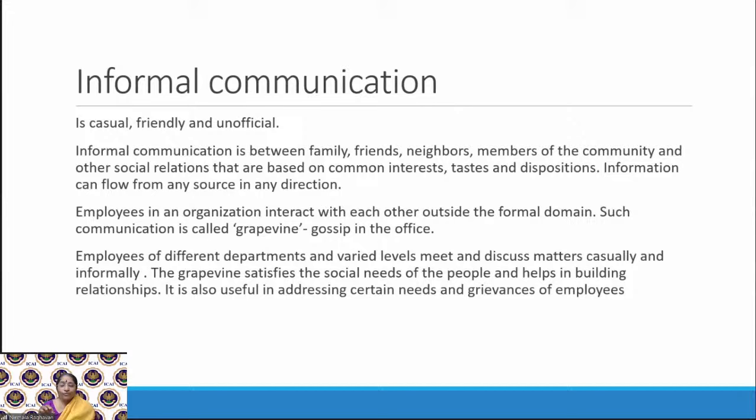Socializing within the office space, but not within the domains of the cubicle where they sit and work, not there. It's outside the formal situation. That is called grapevine, and grapevine is useful because it will help in ironing out differences between employees so that everybody works smoothly without a conflict.